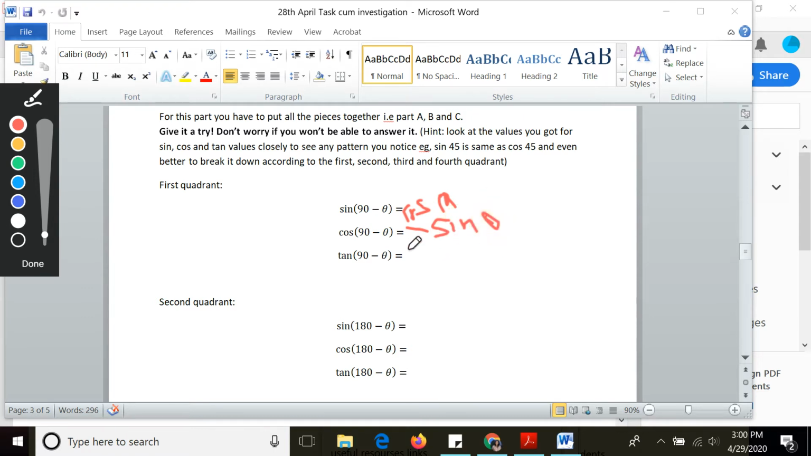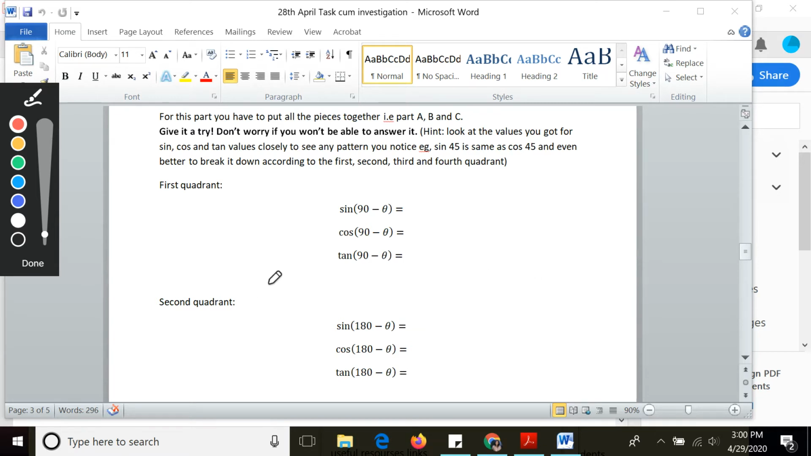And tan theta, I will not do this at this point, and I'm sorry that I included tan 90 minus theta, since I told you we are just going to focus on three trig ratios. And for tan 90 minus theta, since it is equal to cot theta, and I was not expecting you to find that out, don't worry about this tan 90 minus theta.